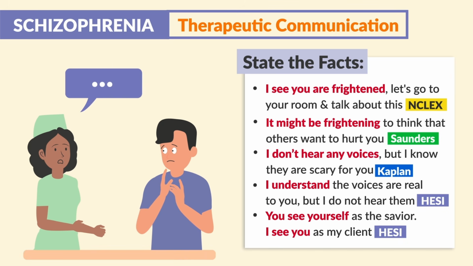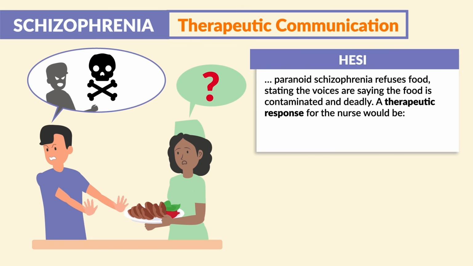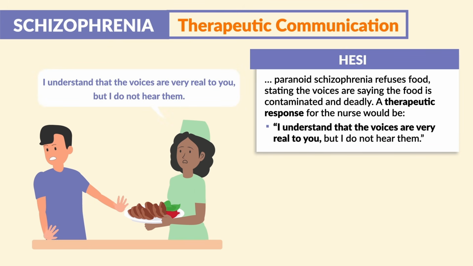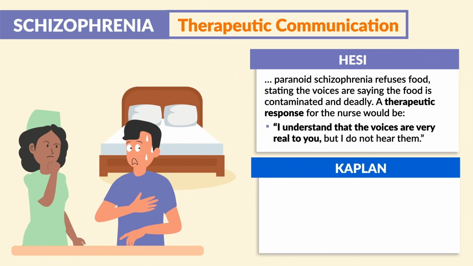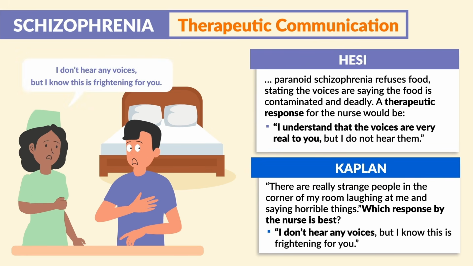So to help you a little bit further, let's see all these statements in action here. Hesi mentions, a client with paranoid schizophrenia refuses food, stating the voices are saying the food is contaminated and deadly. A therapeutic response for the nurse would be, I understand that the voices are real to you, but I do not hear them. And a Kaplan question. "There are really strange people in the corner of my room laughing at me and saying horrible things." Which response by the nurse is best? I don't hear any voices, but I know it's frightening to you.